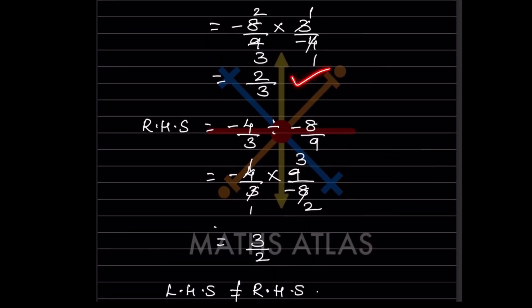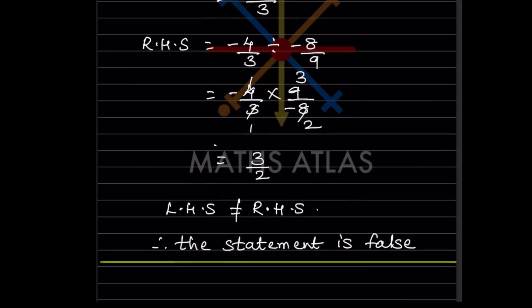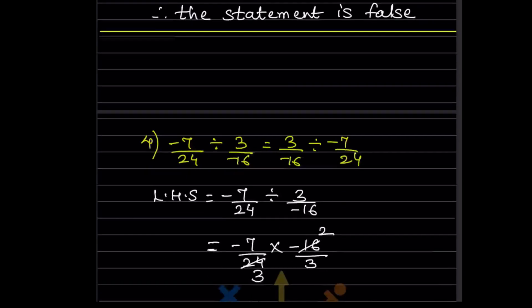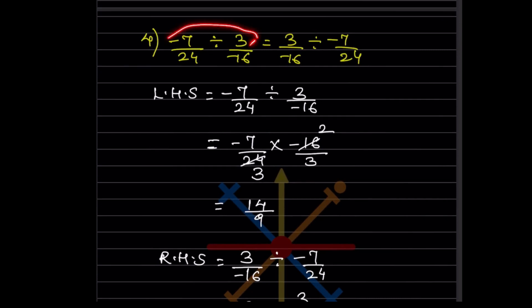So what we can say, this is 2 by 3 and this is 3 by 2. So we can say LHS is not equal to RHS. So the statement is false. So minus here, again LHS. This will be the same. This will be multiplication. This is going to get flipped over.